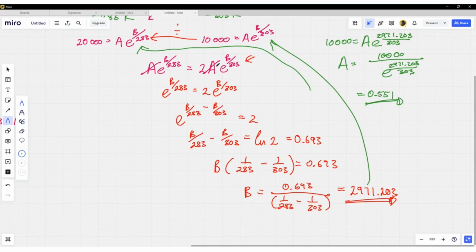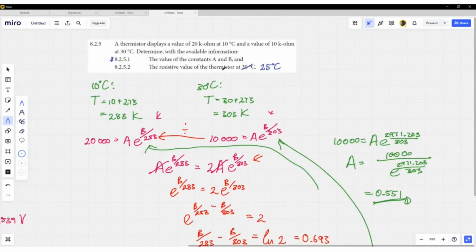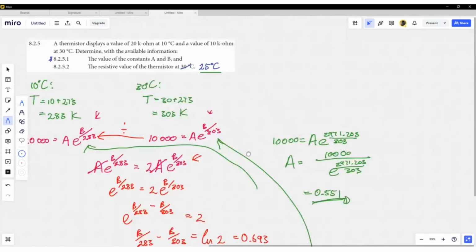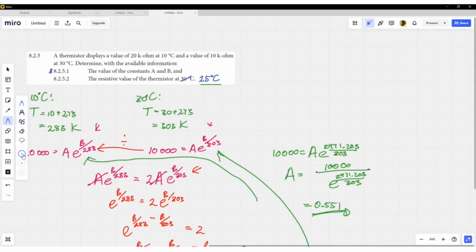Now the second part of our question here, we need to calculate the resistance of the thermistor at 25 degrees C. So now that we have our constants, we can actually do that quite easily. For a start, the temperature in Kelvin is going to be 25 plus 273, which is going to be 298 Kelvin.